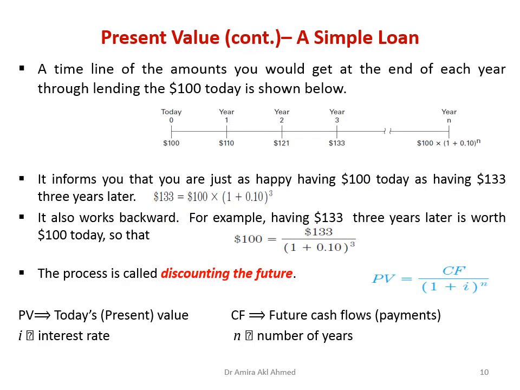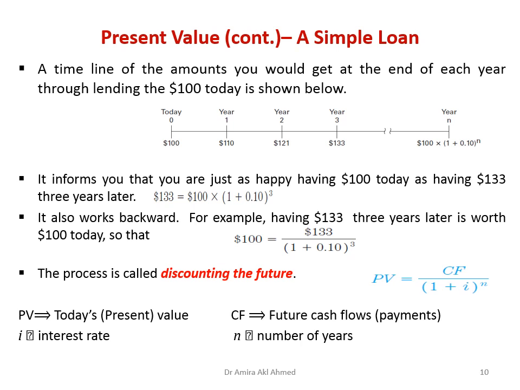The figure displayed below shows the timeline of the amounts you would get at the end of each year through making the $100 loan today. This timeline immediately informs you that you are just as happy having $100 today as having $133 in a period of 3 years from now, and vice versa. In other words, the timeline tells us that we can also work backward from future amounts to the present.